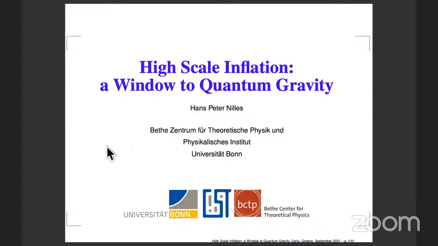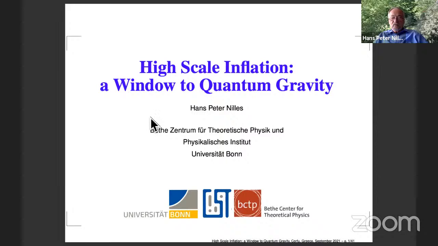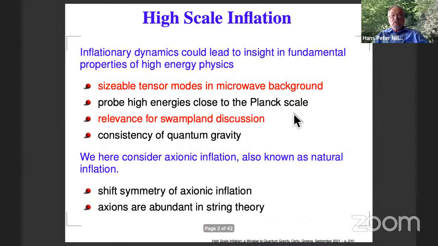Okay, good. So I'm talking about high-scale inflation, a window to quantum gravity. This is a possibility that is given to us that we might in the next decade or so measure something which could come from something which is pretty close to the Planck scale. So this is high-scale inflation, that is inflation which happens at very large energy. And it can give us insight into some fundamental properties of high energy physics.